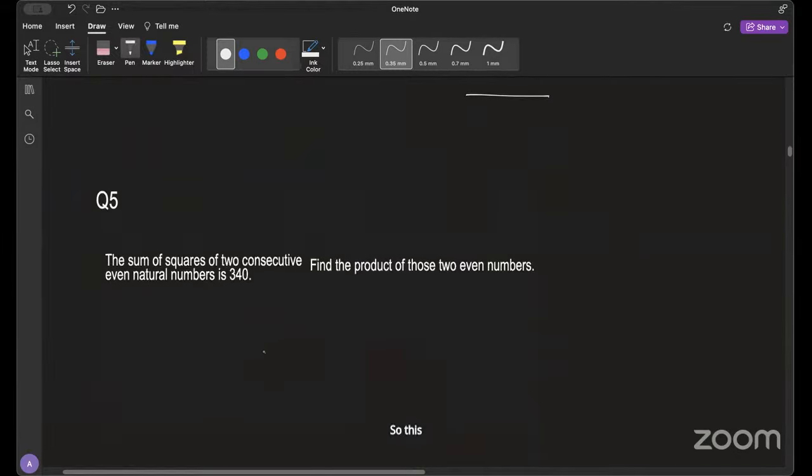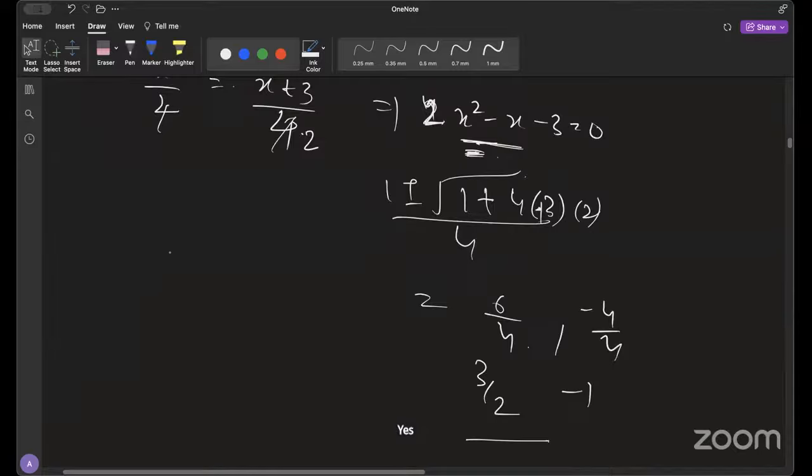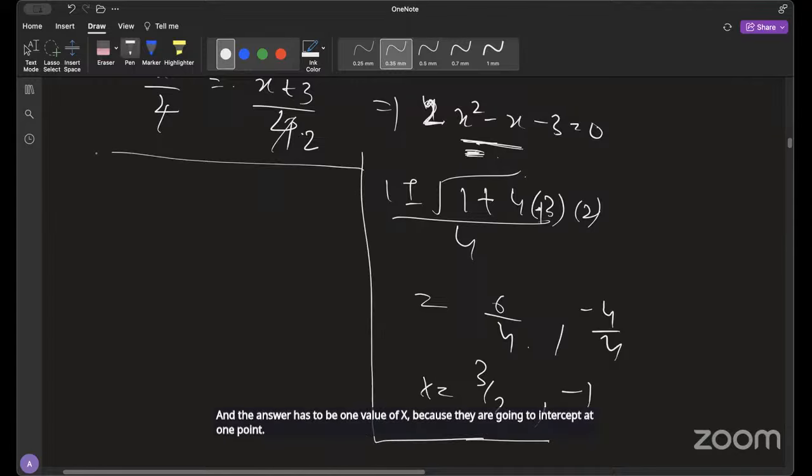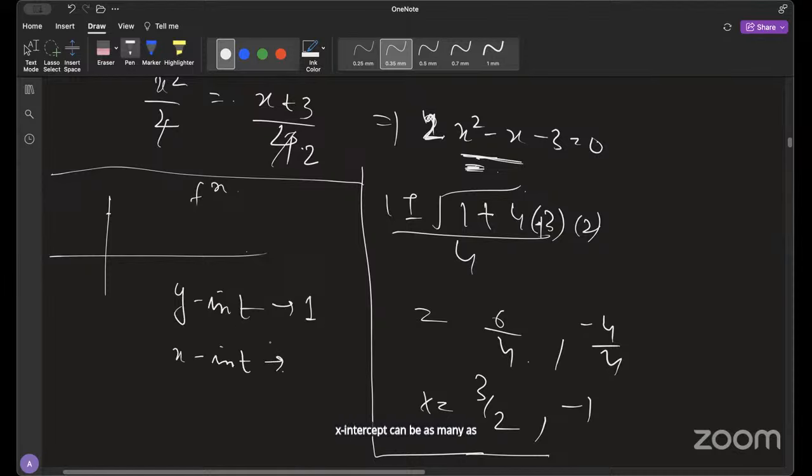So this is then the next question. Ma'am, one thing. We have two values of x, and the answer has to be one value of x, no? Because they are going to intersect at one point. No. See, when you have a curve, what happens in a function is the y-intercept has to be 1. For any function, y-intercept is always 1. X-intercept can be as many as you please. They can be more than 1. Or they can be 0 too. So it's possible that it doesn't intersect your x-axis at all. Or it's possible that it intersects at a lot of points. So this is possible in a function.